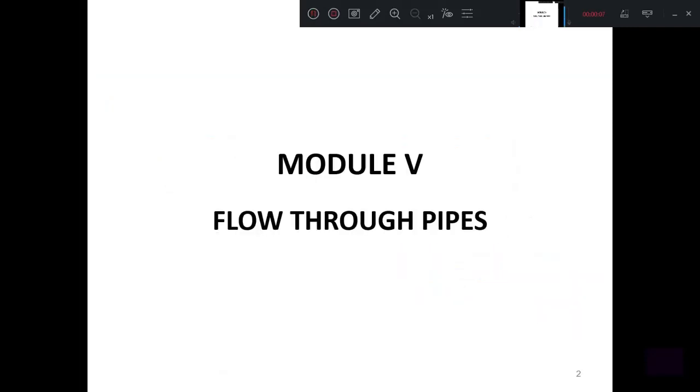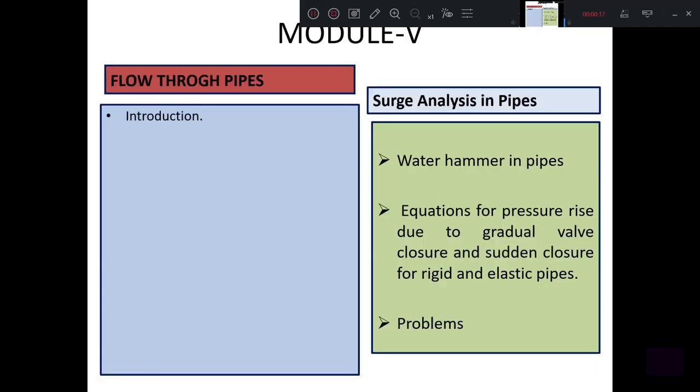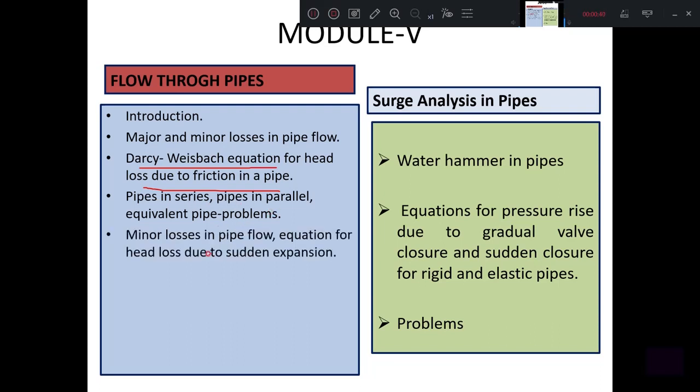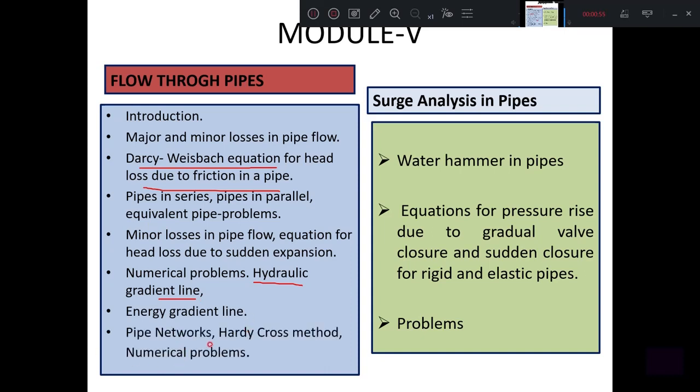In this particular session, I will be discussing module number 5, that is flow through pipes. The syllabus content: introduction, major and minor losses in a pipe flow, then the Darcy-Weisbach equation for head loss due to friction in a pipe, then pipes in series, pipes in parallel, equivalent pipe problems, minor energy losses in pipe flow, then equation for head loss due to sudden expansion, then numerical problems, then hydraulic gradient line, then energy gradient line, then the pipe networks by using Hardy-Cross method and numerical problems.